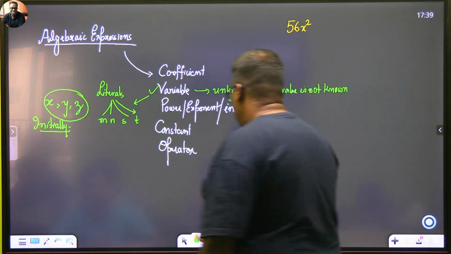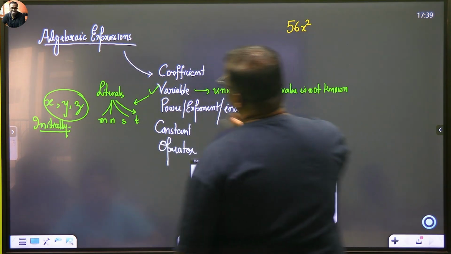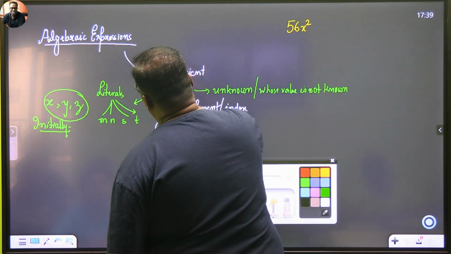Right. Now, the second thing that comes up is we need to understand, once we have defined our variable. So variable will be the first one we define.